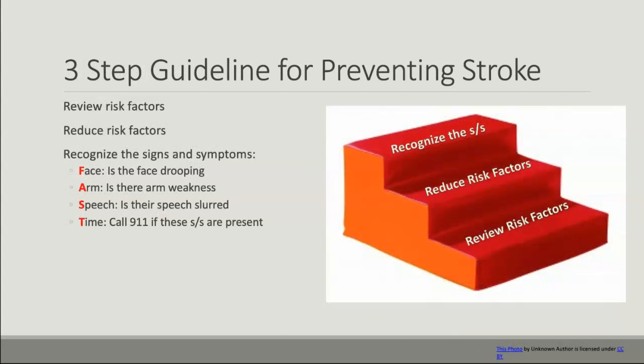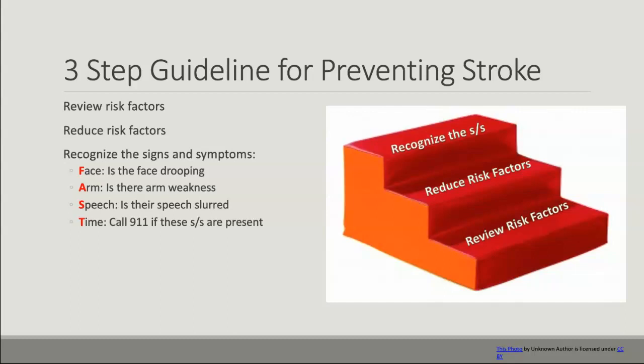The three-step guideline for preventing stroke is: one, you have to review the risk factors. Do they have risk factors? And then you have to reduce the risk factors. What are we doing to reduce those risk factors? Are they on antihypertensives? Are they taking their diabetic medications? Are they on oral contraceptives? Can they switch over to something that would decrease the risk? Are they willing to stop smoking? Teaching the smoking cessation. Then we want to recognize the signs and symptoms.